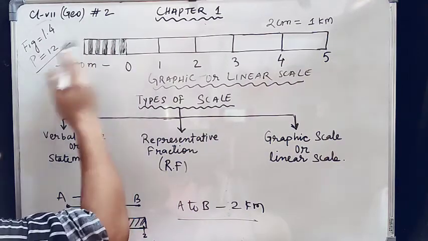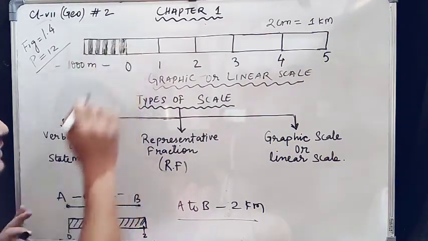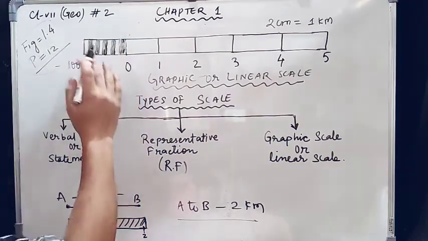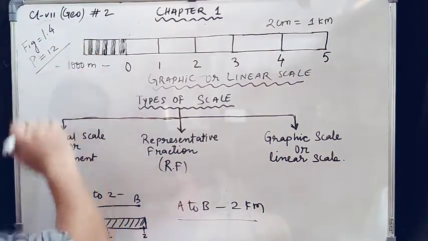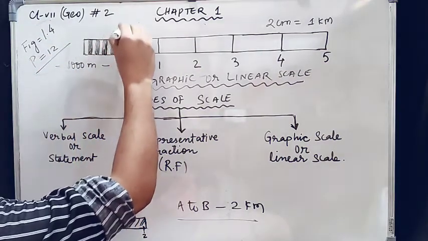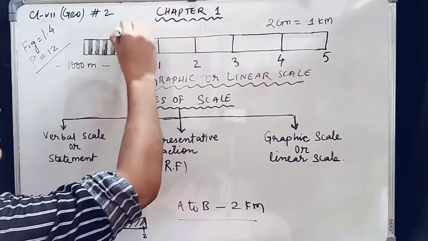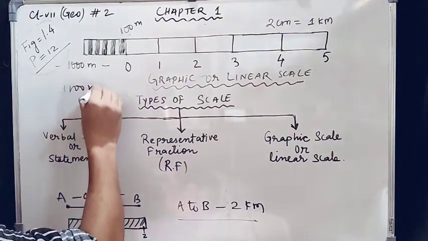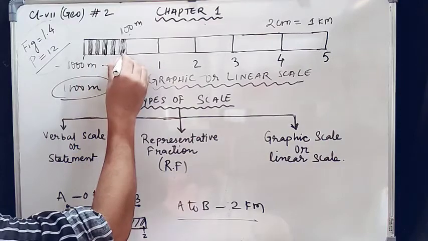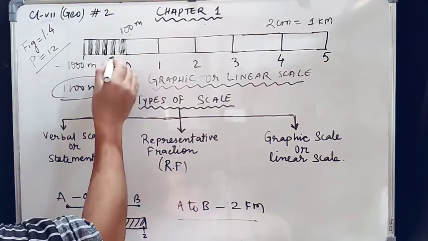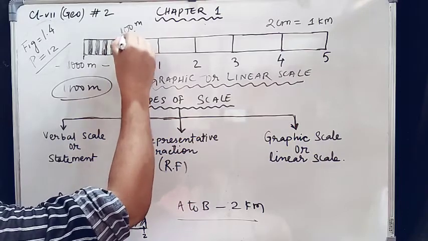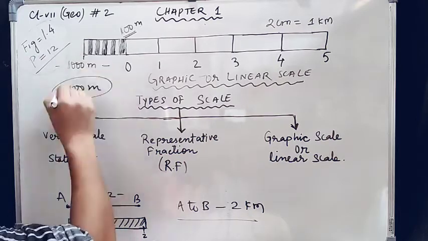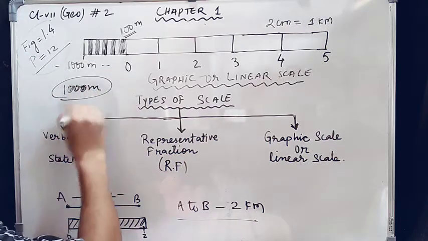Now you can see on the left side from 0, the scale is divided into 10 strips, black and white strips: black, white, black, white. We have 5 black strips and 5 white strips, and each strip is 100 meter. So 10 strips into 100 meter means 1000 meter, which means 1 kilometer. So from this point to this point we have 1 kilometer, and that is why each strip is 100 meter.